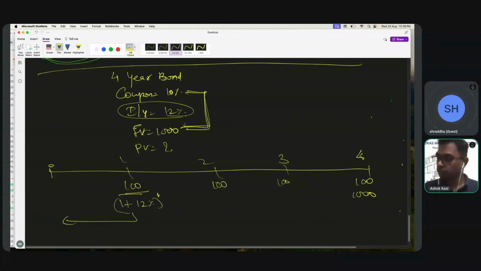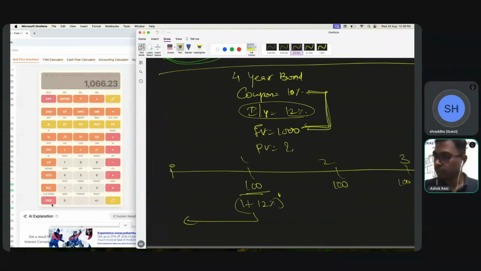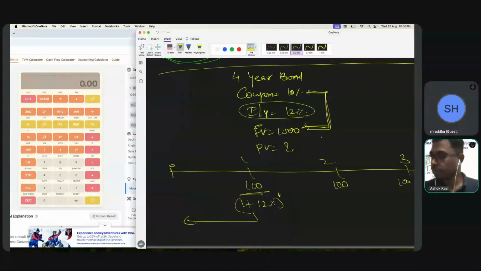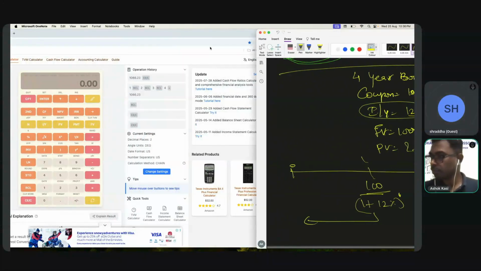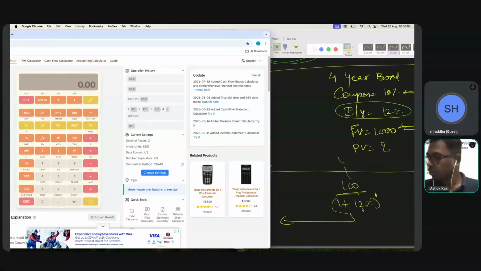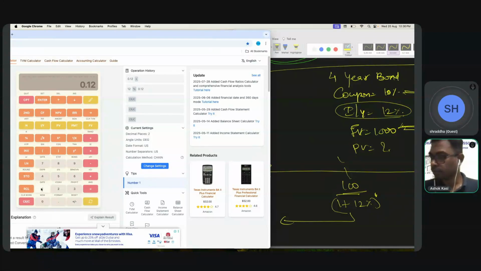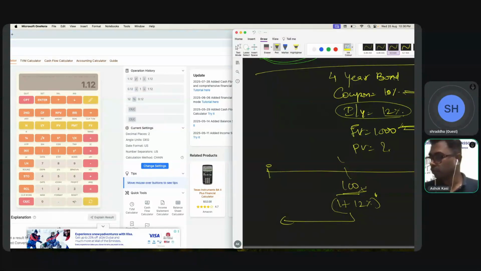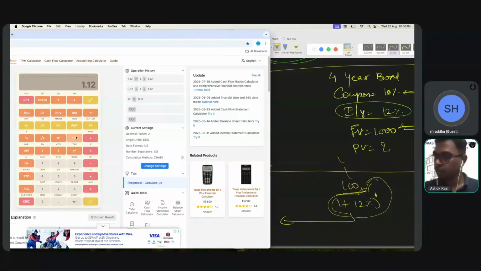Now I want to calculate this. So it will be 12 percentage plus 1, then raised to 1. So raised to 1 equal to 1.12, but I want it in the form of 1 by x. So inverse it into 100. So 89.29. I'll keep it in store 1. Okay, memory 1 or store 1. 89.29.